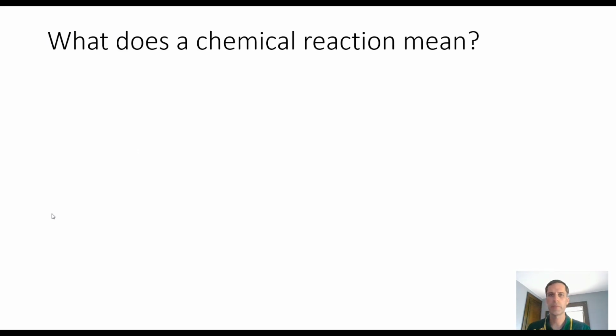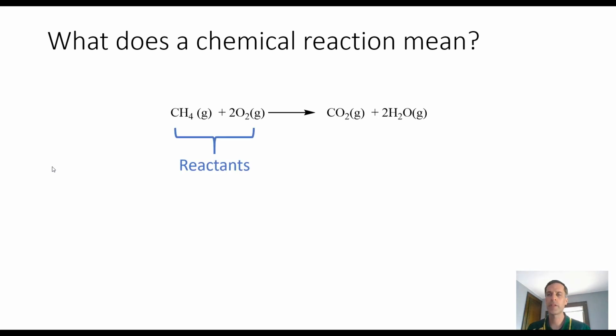What does a chemical reaction mean? And for this, let's take the reaction where we have methane reacting with oxygen to form carbon dioxide and water. You're probably familiar with this, but the compounds on the left side are our reactants, and the ones on the right side of that arrow represent our products.